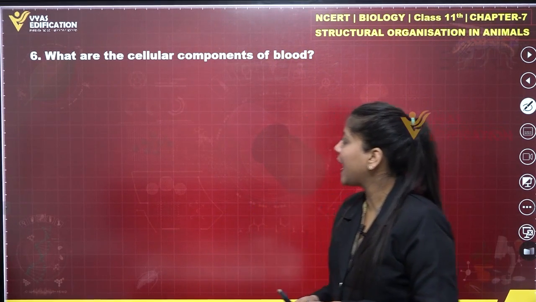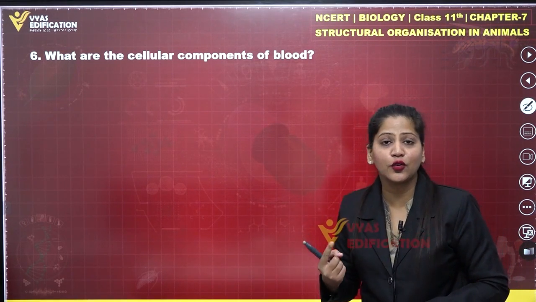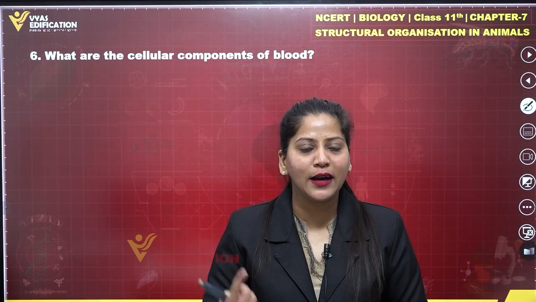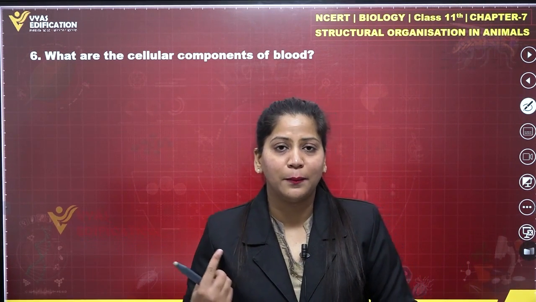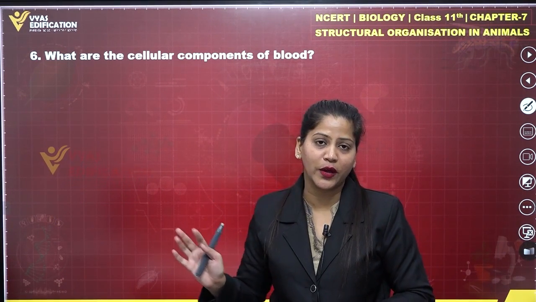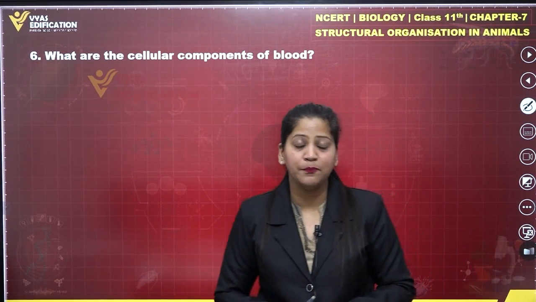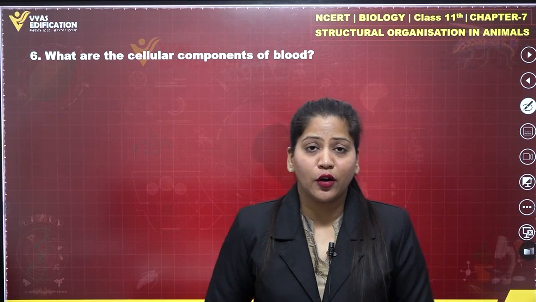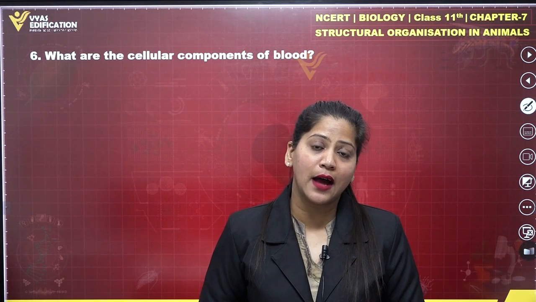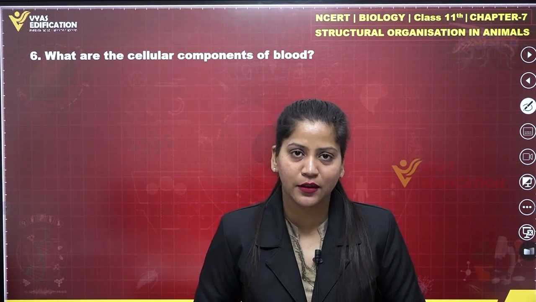Now, this question is asking only about the cellular components of blood, such as erythrocytes, leukocytes and thrombocytes. Plasma is actually a fluid portion, so we are not going to talk about plasma in this question. We have to tell the cellular components of blood only. So if we talk about the cellular components one by one, we have erythrocytes first of all. Erythrocytes are red blood cells, or we can call them RBCs, right?